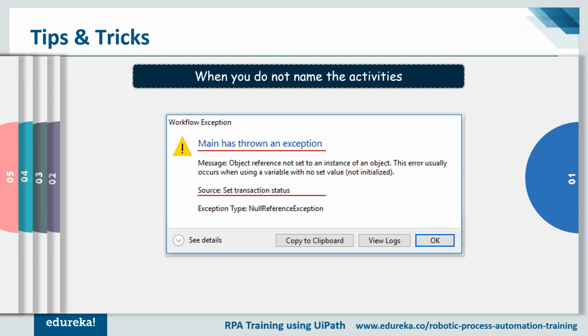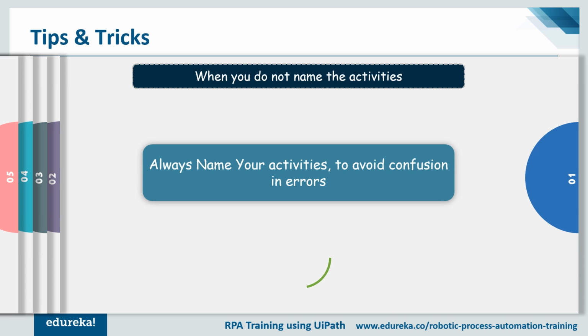some error like this, that main has thrown an exception and the source is set transaction status or any other status. So anybody from a non-IT background would never understand what a main is and how a main is throwing an exception, or even a person from an IT background would not get into depth if it's a big automation task, of which activity is throwing an error, right? So to avoid such kinds of errors, you can simply name your activities to avoid any confusion in the errors.